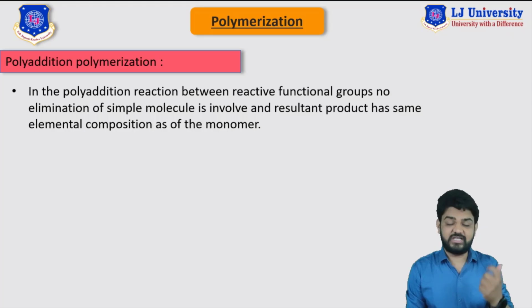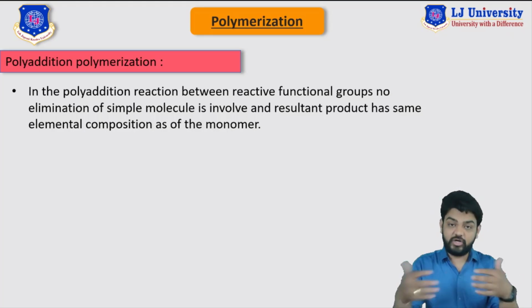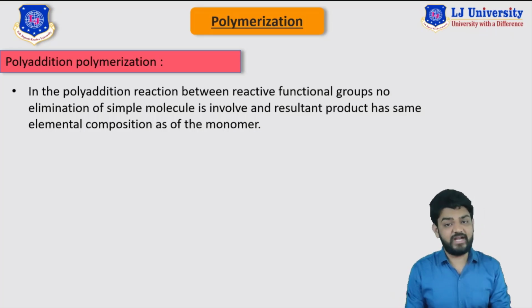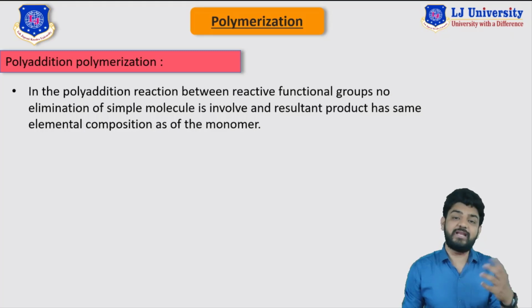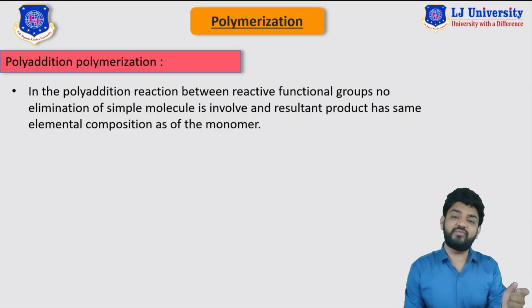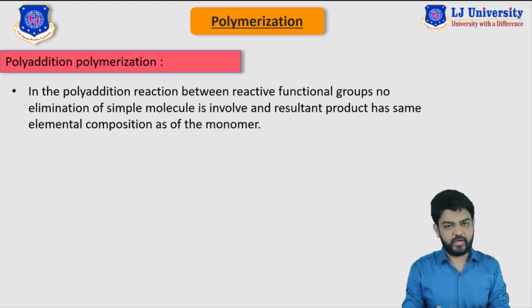Small molecules such as H2O were liberated, or we can say eliminated, when two functional groups were condensed together or joined together. But in the case of addition polymerization, no such elimination takes place. So we can say that the structure of the polymer will be more or less similar to the structure that the monomers were having, right?